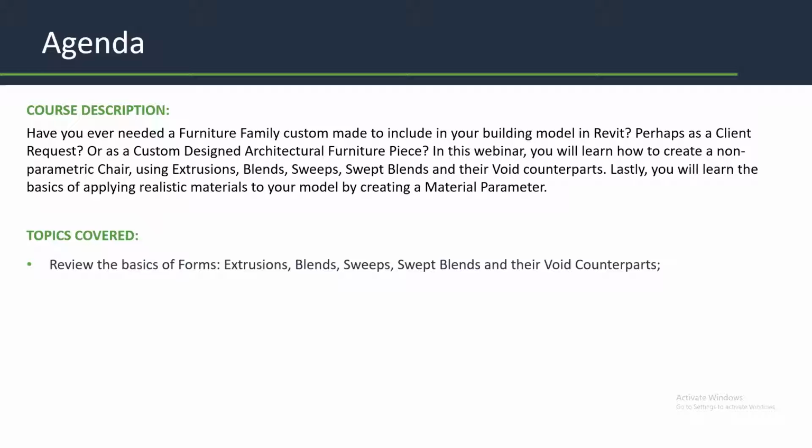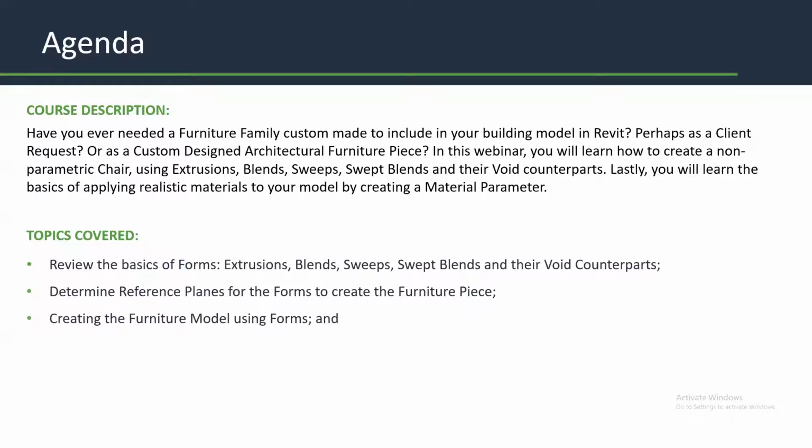So we're going to review the basics of forms, because some of you may be new to modeling within Revit. We're going to determine the reference planes for those forms on the piece of furniture that we're going to model today. We're going to create that model using those forms. And then we're going to create a material parameter, a material asset, and apply that to the model. Now, this is the process that I use for modeling furniture within Revit. You may have a different workflow, but today I'm just going to share my workflow, and maybe that'll help with your modeling.